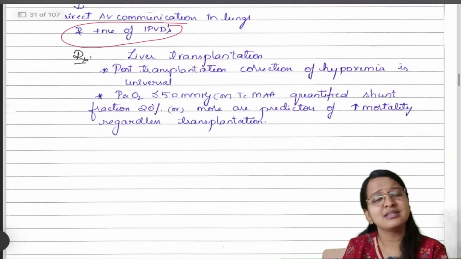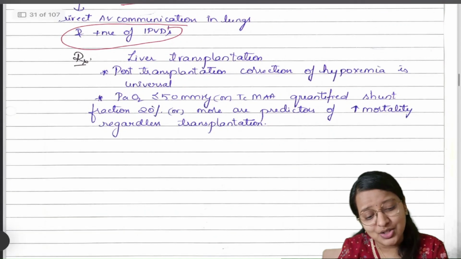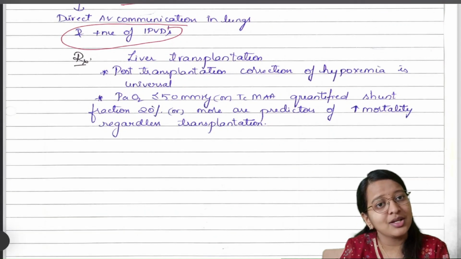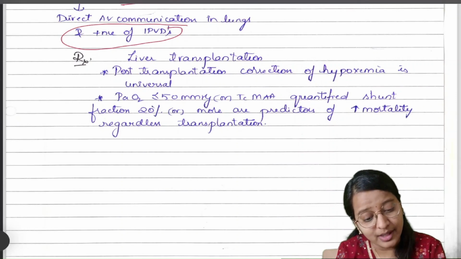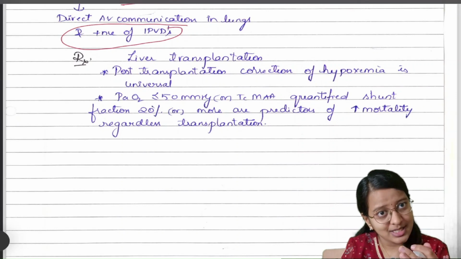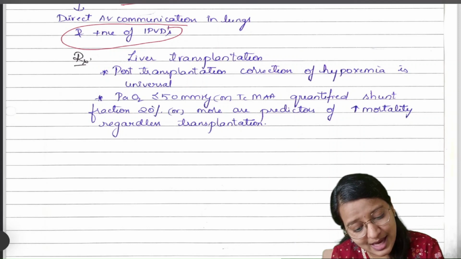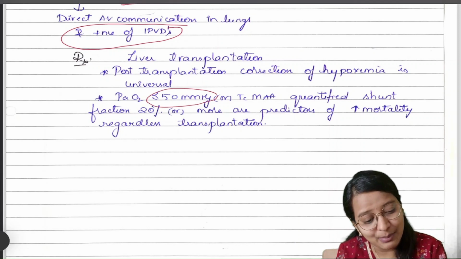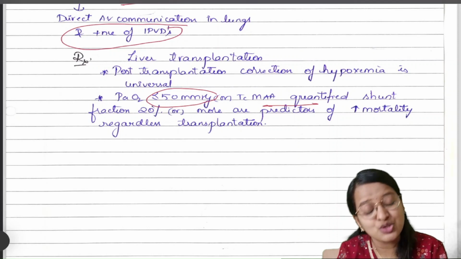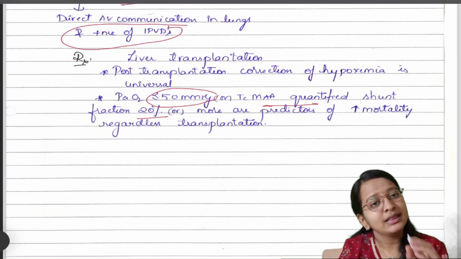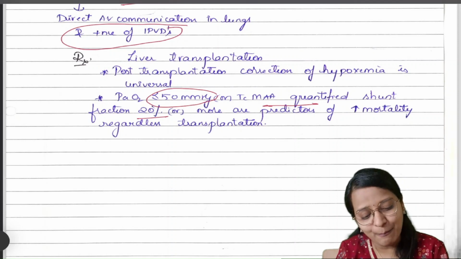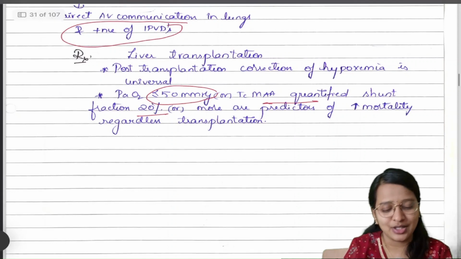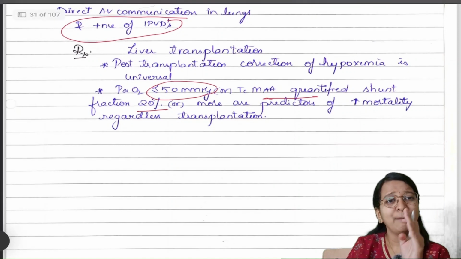So the treatment is mainly liver transplantation. Post-transplantation, the correction is generally universal. But in the severity grading, if the PaO2 is less than 50 and the technetium macroaggregated albumin test quantified shunt fraction is 20%, that means there is more chance of mortality regardless of transplantation. So this is hepatopulmonary syndrome.